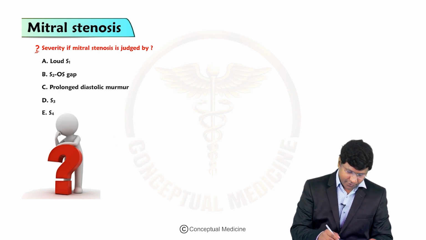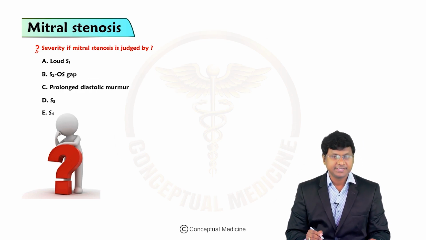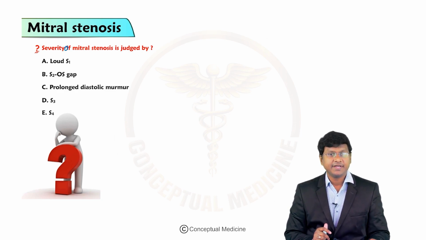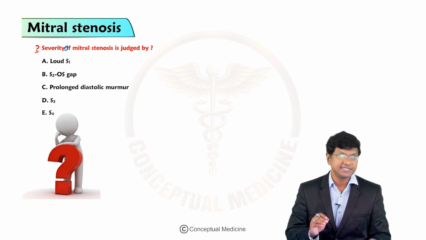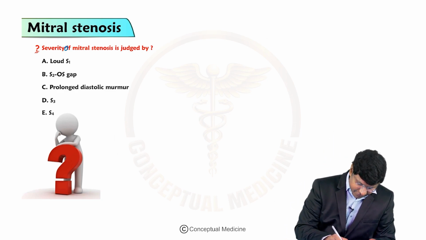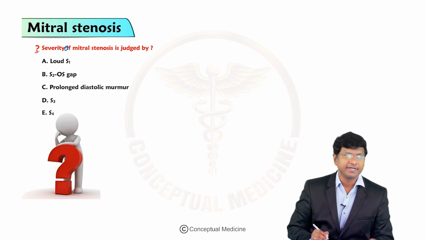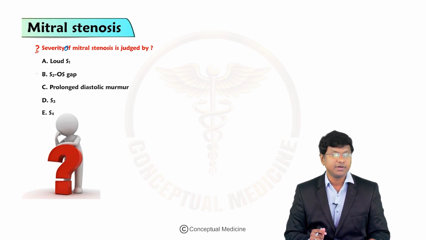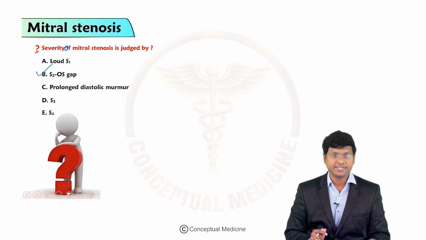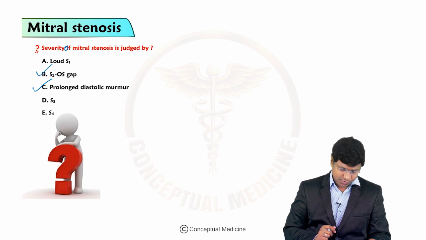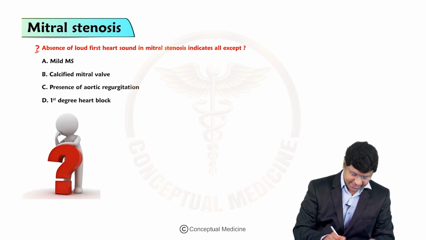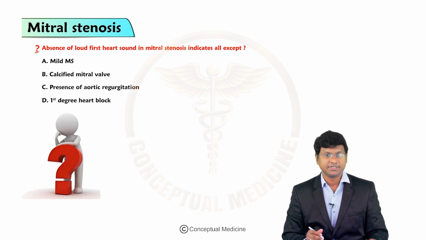Next, following is true regarding the opening snap. It is a high pitched diastolic sound. This we have already discussed. Severity of mitral stenosis is judged by loud S1, S2 to OS gap, prolonged diastolic murmur, presence of S3 as well as S4. So the severity is decided by your S2 to OS gap as well as the prolonged mid-diastolic murmur.